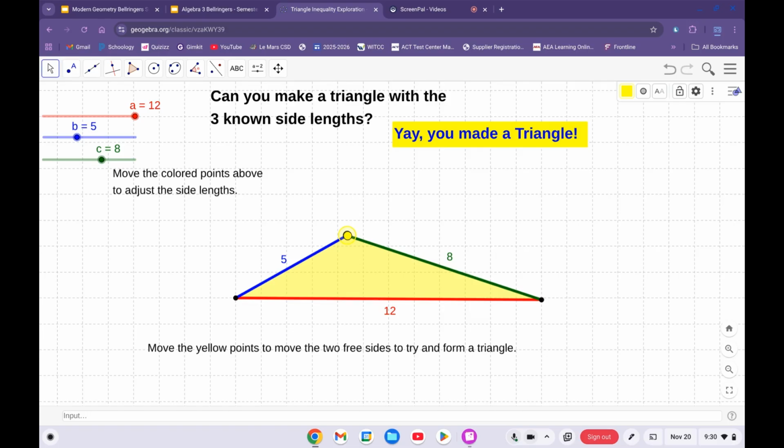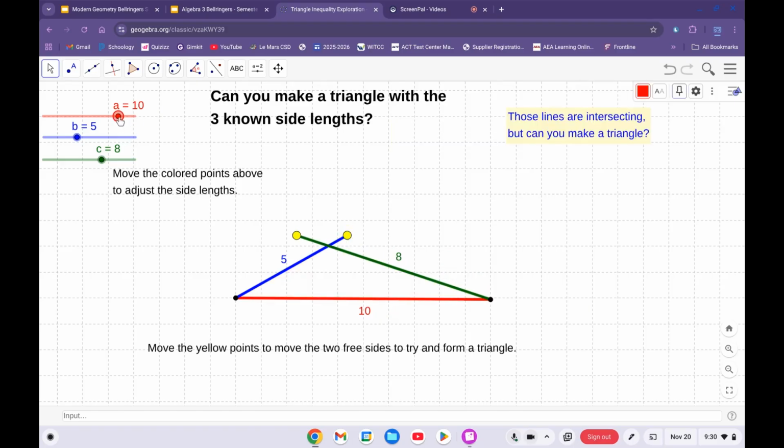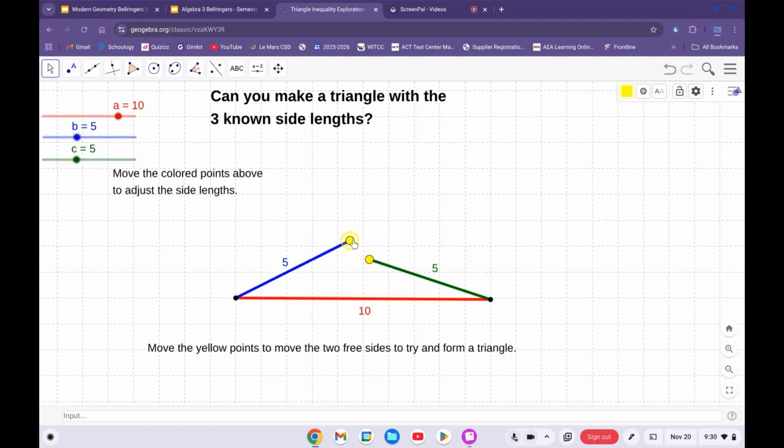Okay. What if, okay, I want to play around with this a little bit more. What if I change this to a 10 and I make both of these 5s? Is this going to work? Why does this not work again? They're equal to each other.